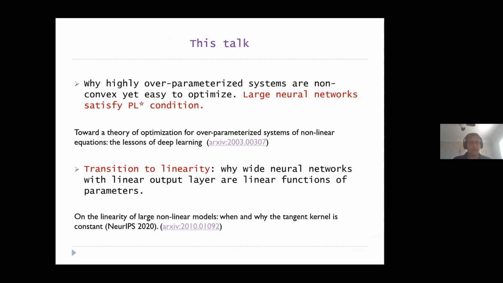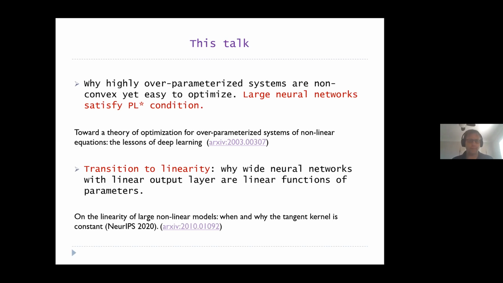Okay, now this is the setup. What I am going to talk about today is the following questions. The first one is why highly over-parameterized systems are non-convex, and this is generally true, but yet in a sense easy to optimize. And the explanation is given by something called the Polyak-Lojasiewicz condition.